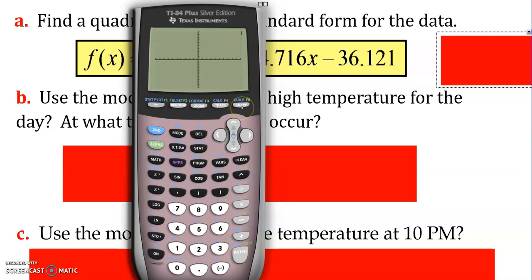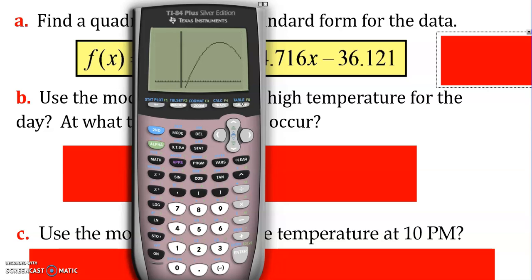Now if I graph it, chances are I won't be able to see it. That's understandable. I'm going to change my x max and my y max. So let's change x max to, well, I know it can't go past 24, right? Because there's 24 hours in a day. And let's say y max, we'll put that at 100. I don't think our temperature is going to get past 100. So now let's see if we can see the whole graph.